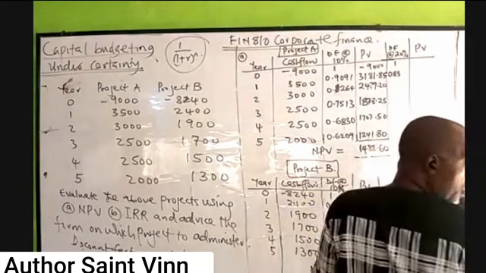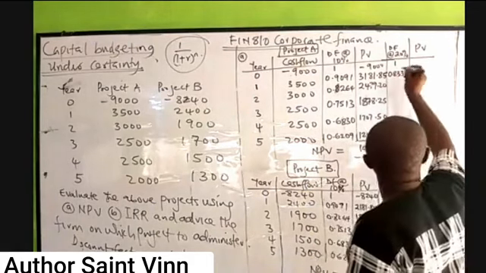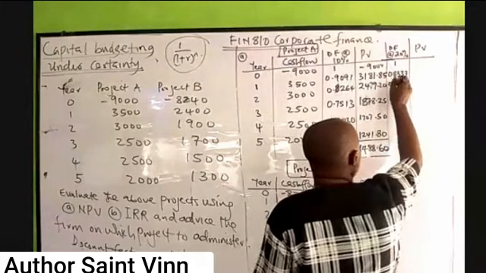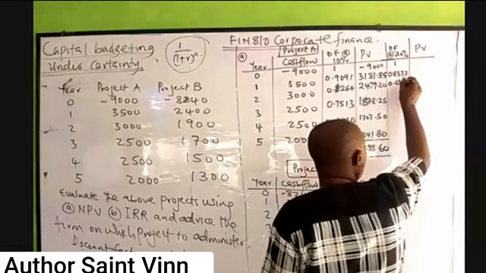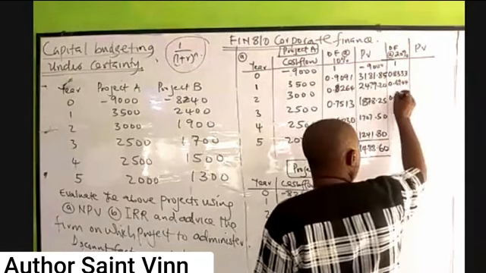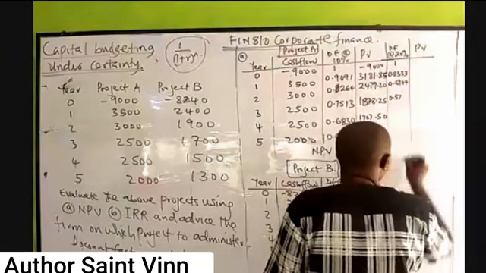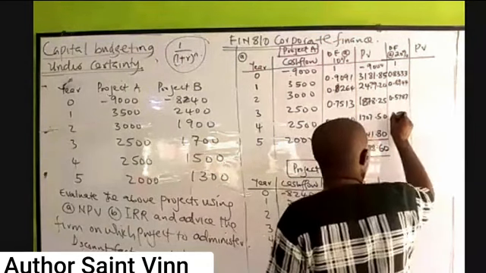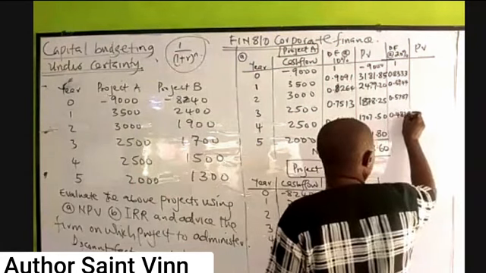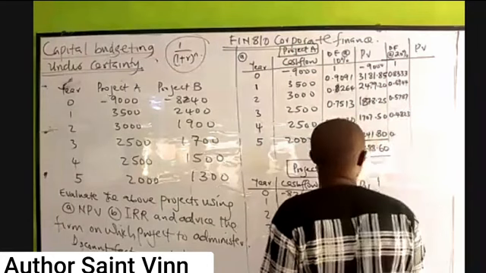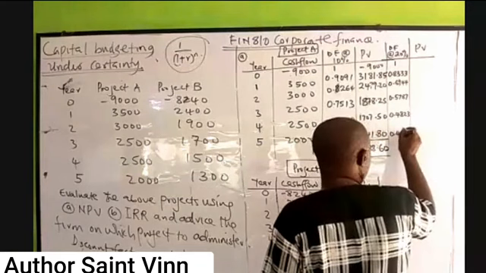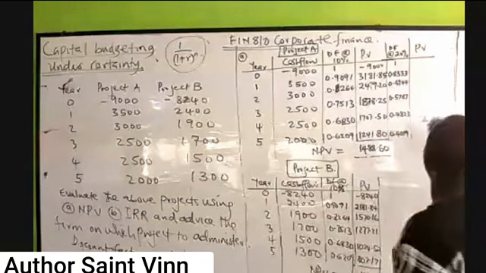0.833. All right, okay. By 1.2, 0.6. Divide it also by 1.2. 5787. Divide by 1.2 again. 48. Divide again. 4019.